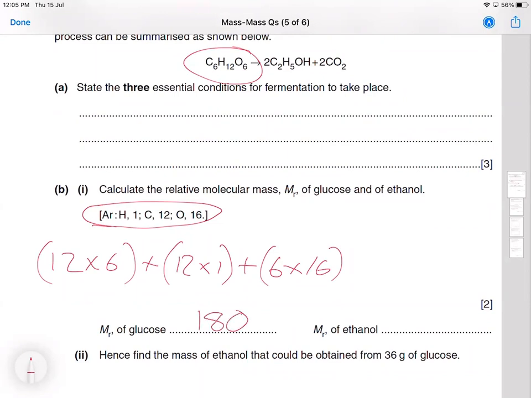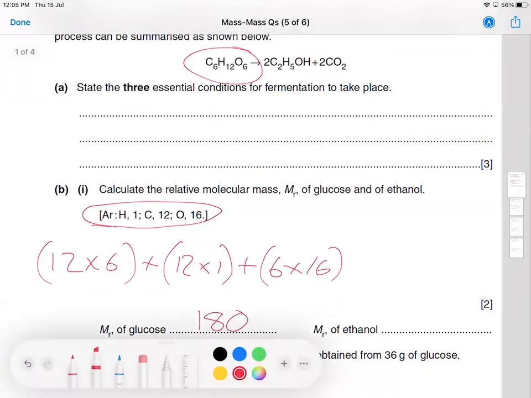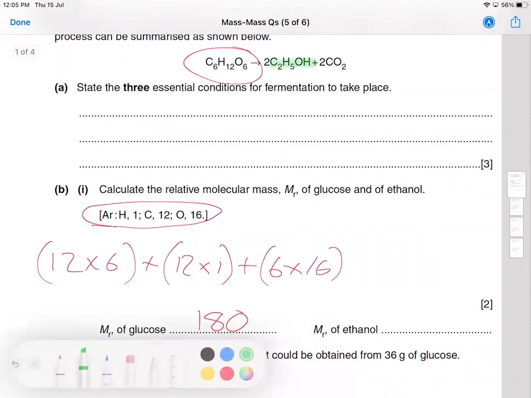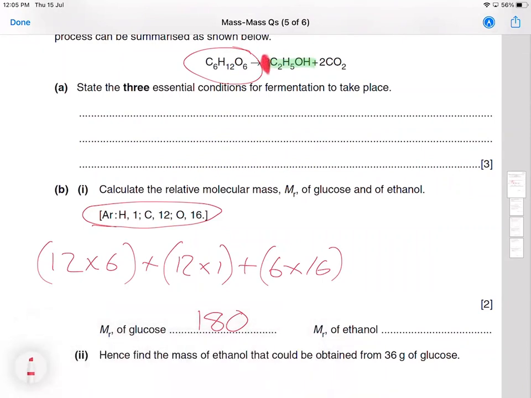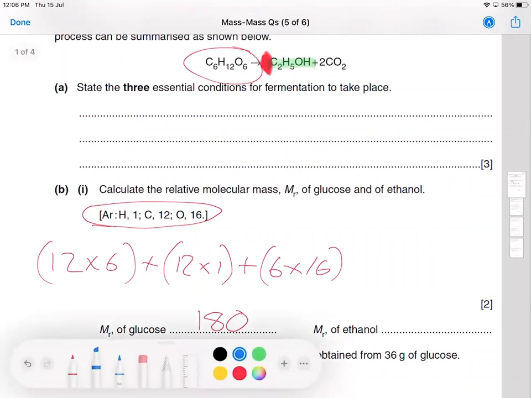Cool. Now the sneaky thing here is that when you work out the molar mass for the ethanol, you have to ignore the 2. So what I'm going to do is I'm just going to scratch that out for a second. Just get rid of the 2. And the molar mass of ethanol is based on just the formula of ethanol. The 2 comes from the balancing of the chemical equation. So we need to work out just the molar mass of ethanol on its own.